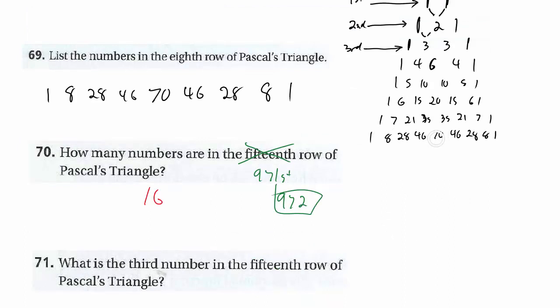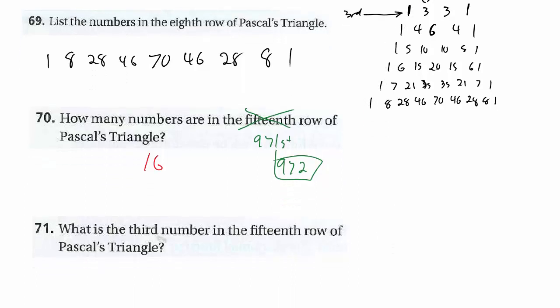Again, you can generate it by generating the 15 rows, but let me show you something that you may have never noticed on Pascal's triangle. We want to know just the third number, not all the numbers, but the third number on the 15th row of Pascal's triangle. Notice how the first number is always 1. So we know the first number is 1, and the next number would obviously be 15.